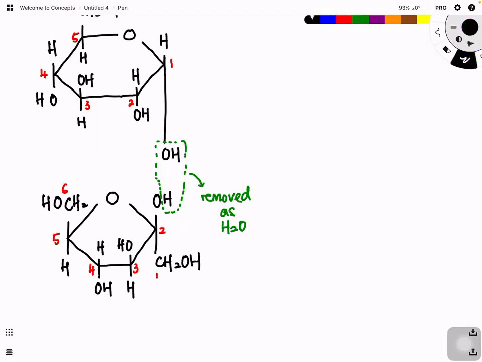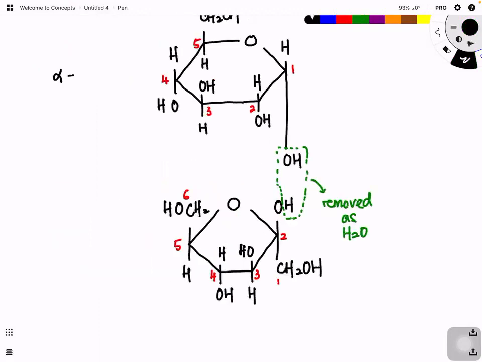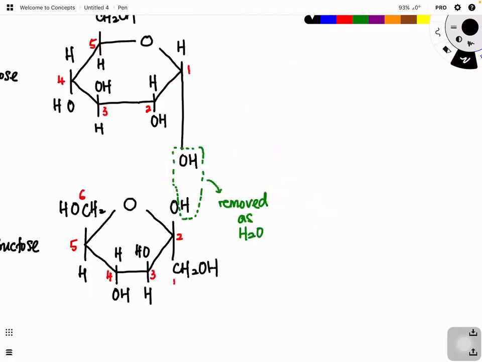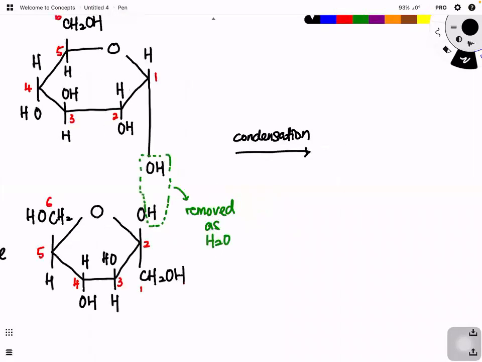So you can write down at the side here, this is alpha glucose. This is a beta fructose. And because of this, because we remove a water molecule, it's a condensation process. Then we're going to get a molecule of sucrose.